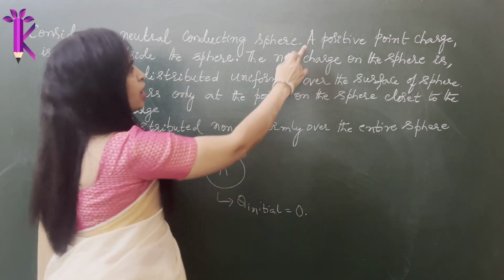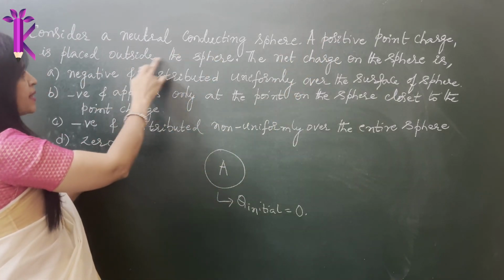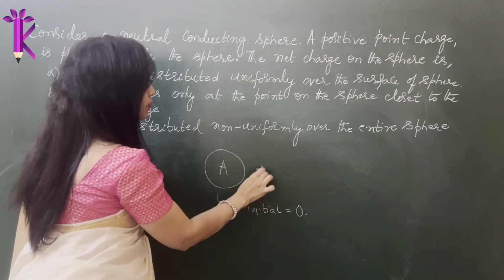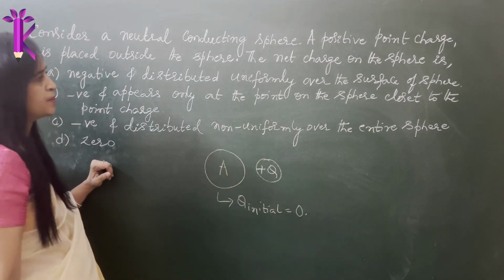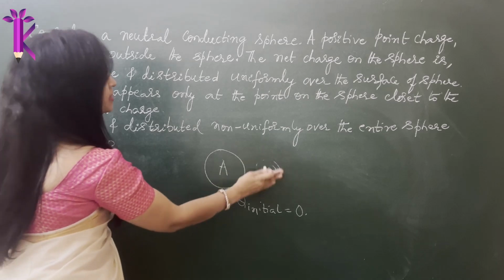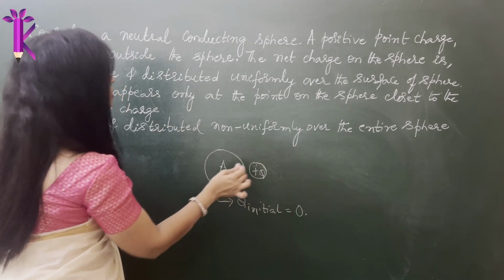Now what are you doing? You are bringing a positive point charge. A positive point charge is placed outside the sphere. So you bring a positive point charge plus Q outside the sphere. You bring it close to the sphere. Outside the sphere in the sense you bring it a little closer, not on the surface of the sphere.